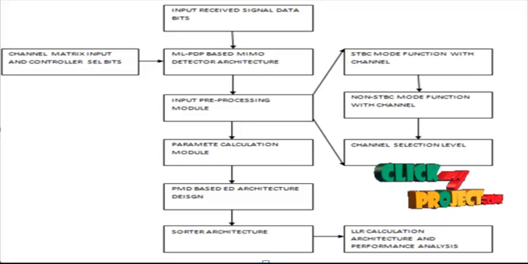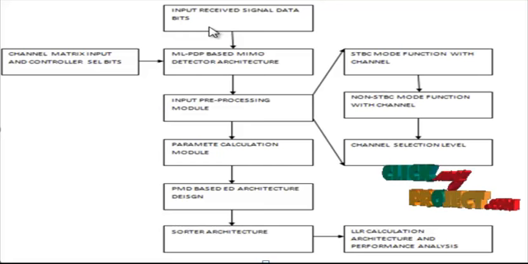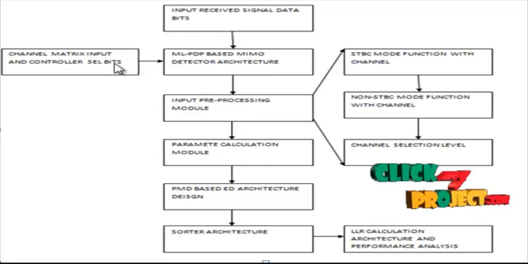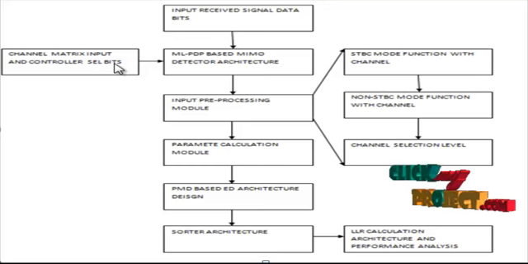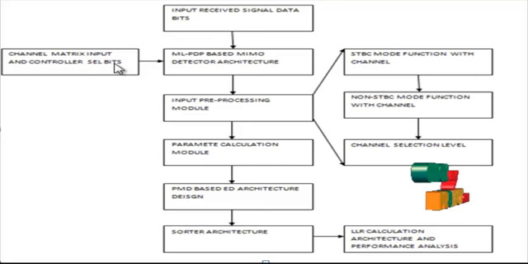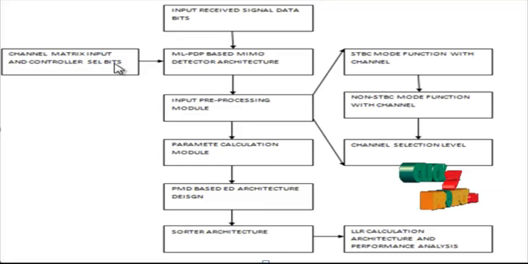First, the input signal data bits are presented to the overall architecture. At the same time, we apply the channel matrix input and controller selection bits. These selection bits allocate the channel for the input pre-processing module. Then it passes through the overall architecture of the MIMO detector. This architecture first passes through the input pre-processing module.